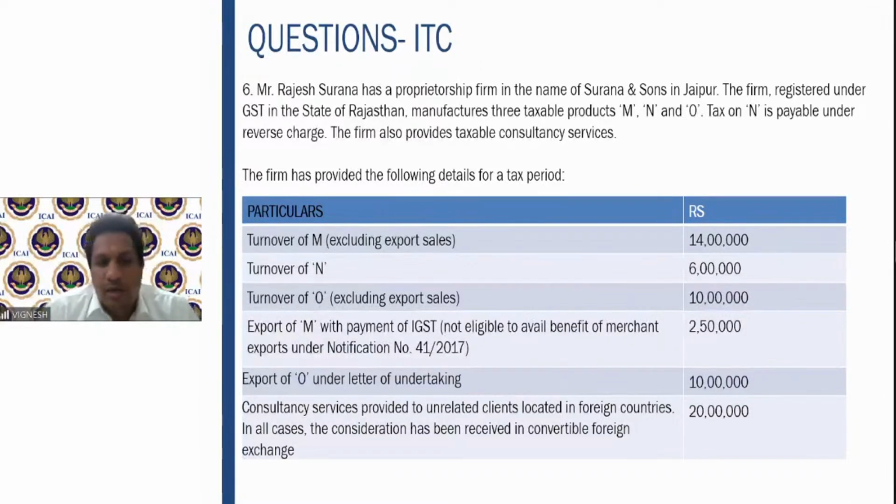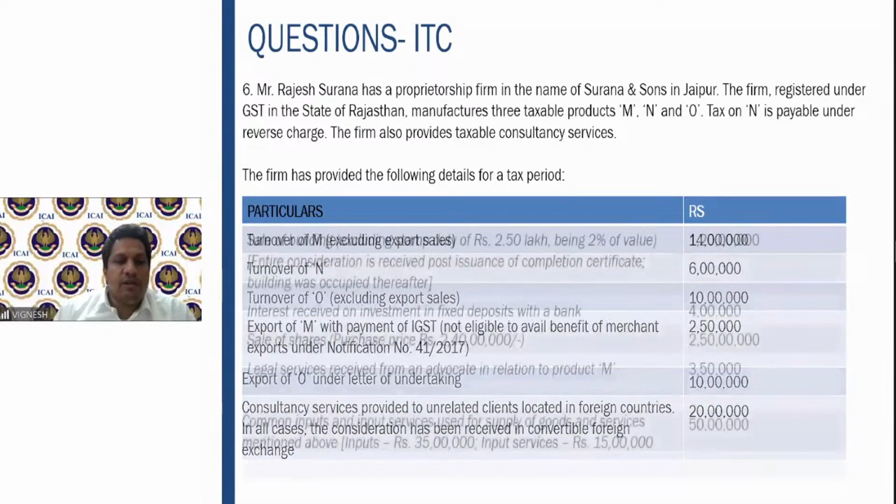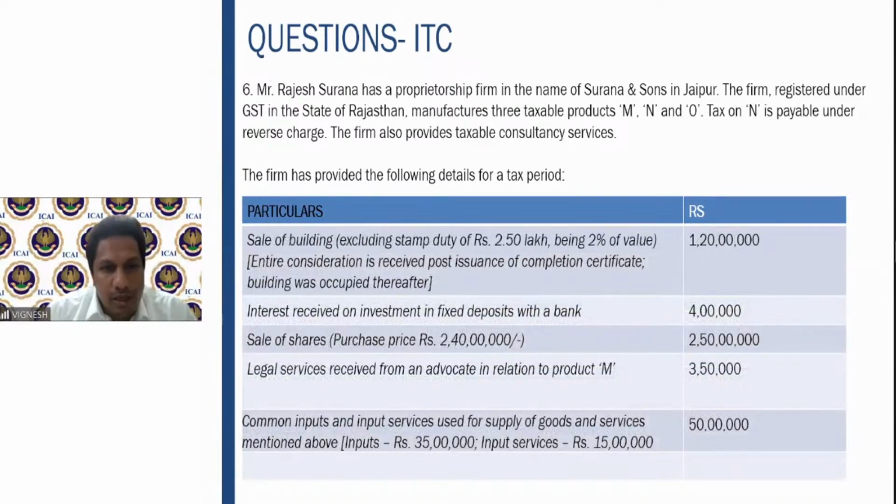Export of O under letter of undertaking 10 lakhs. Consultancy services provided to unrelated clients located in foreign countries. In all cases, the consideration has been received in convertible foreign exchange. Then sale of building excluding stamp duty of 2.5 lakhs being 2% of value. Entire consideration is received post issuance of completion certificate. Building was occupied thereafter, 1.2 crores.